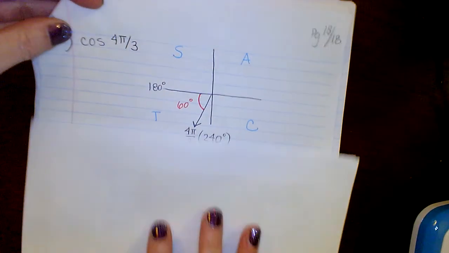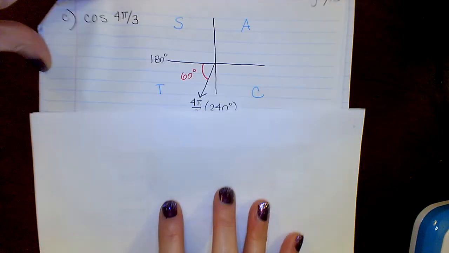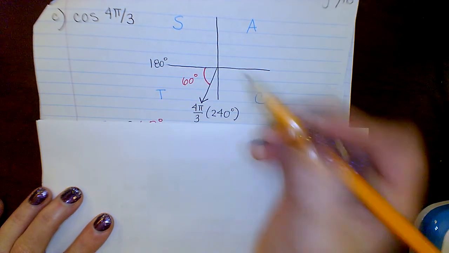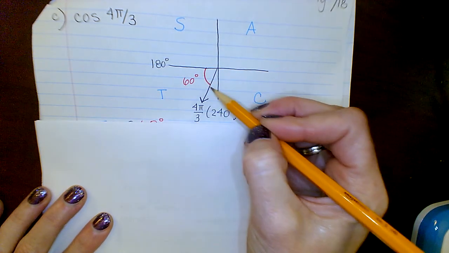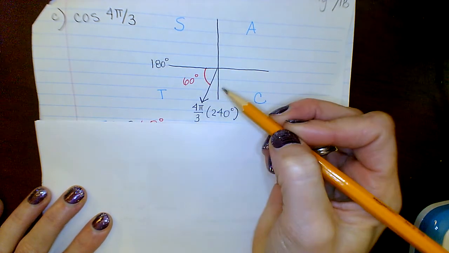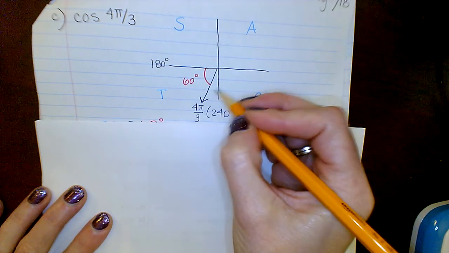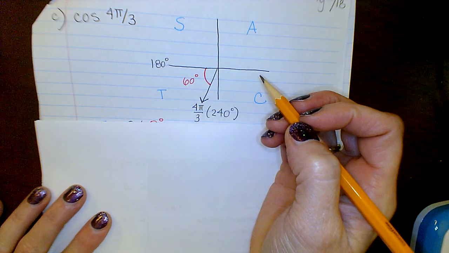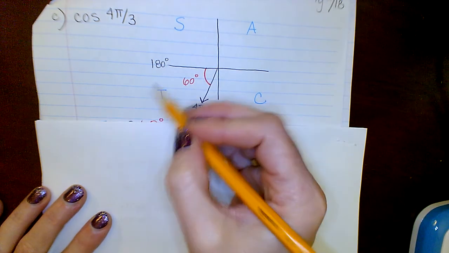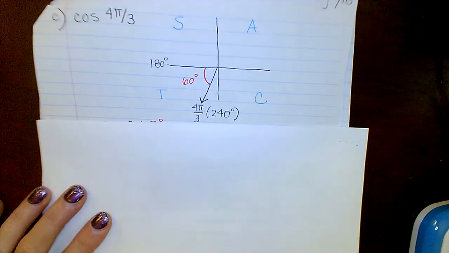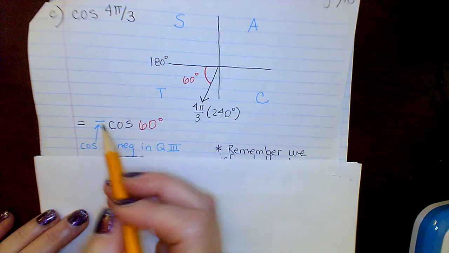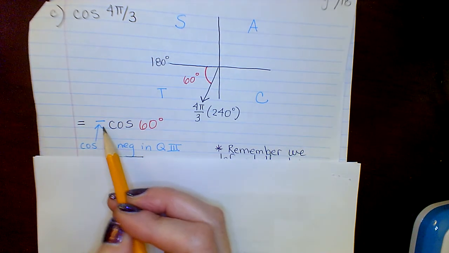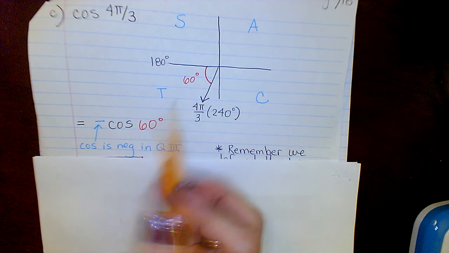Okay, last couple of examples. 4 pi over 3, if you want to change that, that's 240 degrees. So that's going to fall in quadrant 3. The distance here between 240 degrees and 180 is 60 degrees. So there's my reference angle. Remember, don't do this reference angle with the y-axis. It's always made with the closest x-axis. In quadrant 3, the tangent function is positive, so the cosine is going to be negative. So I get negative cosine 60. The negative is because the cosine function is negative in quadrant 3. The 60 is my reference angle.